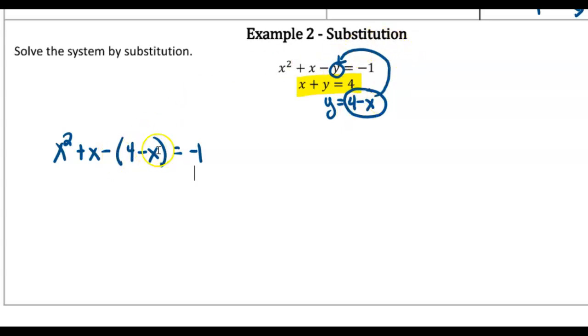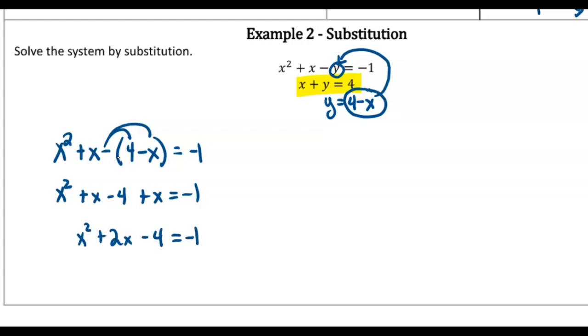Notice how I put in parentheses so that I would know that with this minus sign, since I'm subtracting y, I had to distribute the negative. So I have x squared plus x minus 4 plus x equals -1. Okay, let's go ahead and combine like terms. So x squared plus 2x minus 4 equals -1. Now let's get it equal to 0 by adding that 1 back over. All right, so this is where I'm at.